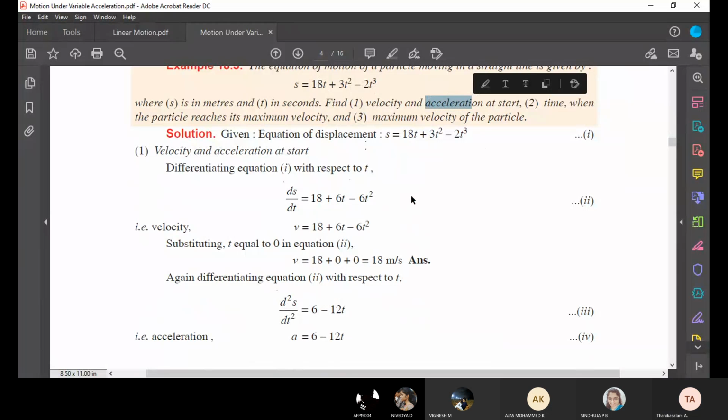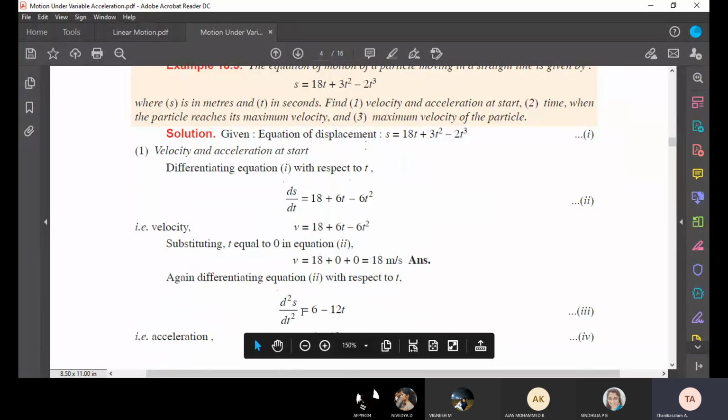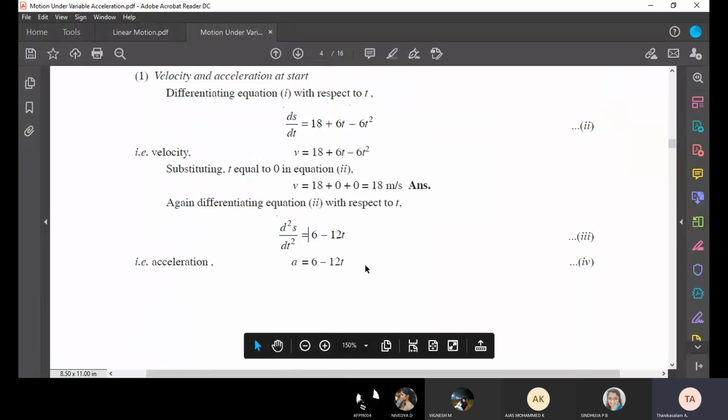Students, what is acceleration? dv by dt. Already we have v, so differentiate this one. 18 differentiation is 0. 6t differentiation is 6. Minus 6t squared differentiation is minus 12 into t. Therefore, we got acceleration a equal to 6 minus 12t.